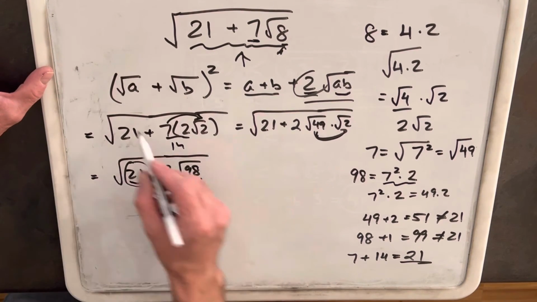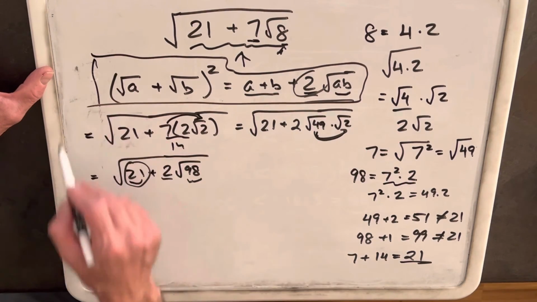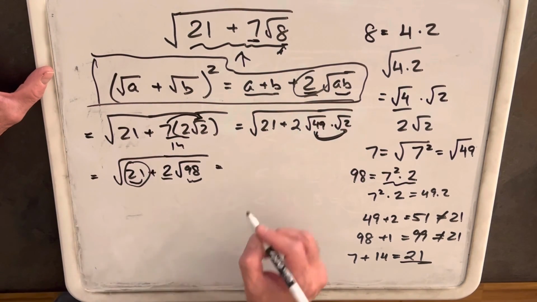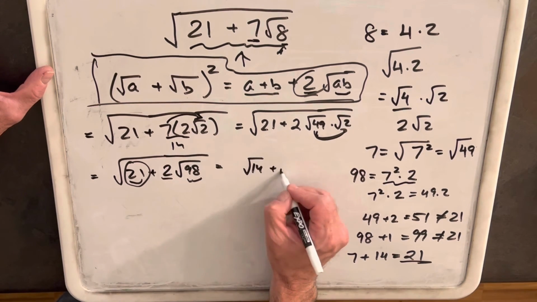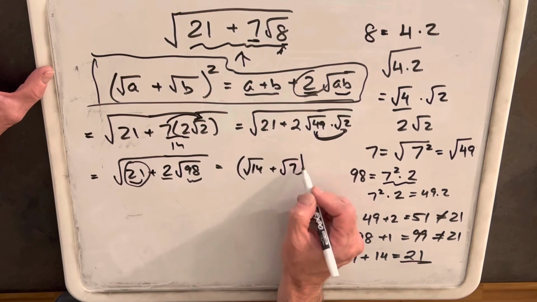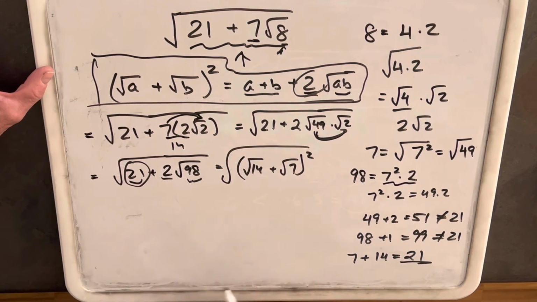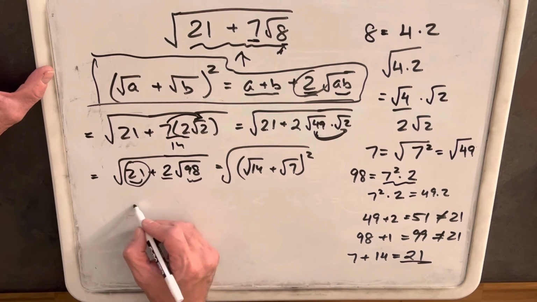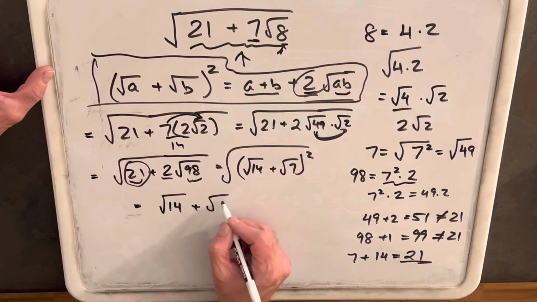So what that means, going back to this identity right here, is we can rewrite this as the square root of 14 plus the square root of 7, squared. And then we have a perfect square inside of the square root. So then this is just going to be the square root of 14 plus the square root of 7.